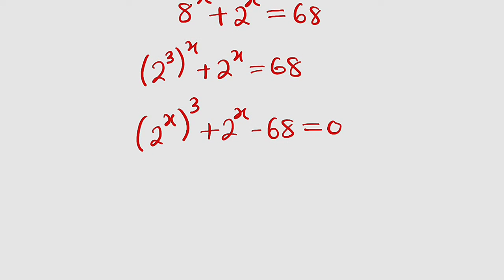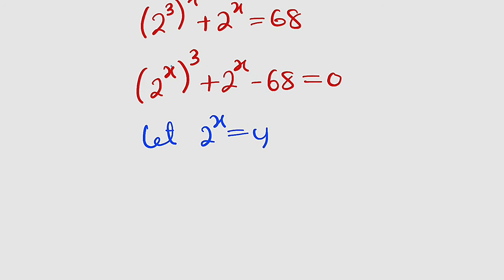So let's do a kind of substitution here. Let 2 to the power of x be equal to y. So wherever we have 2 to the power of x, we are going to replace it with y. So this is y, and this is also y. Y to the third power, right? Plus y minus 68 equals 0.